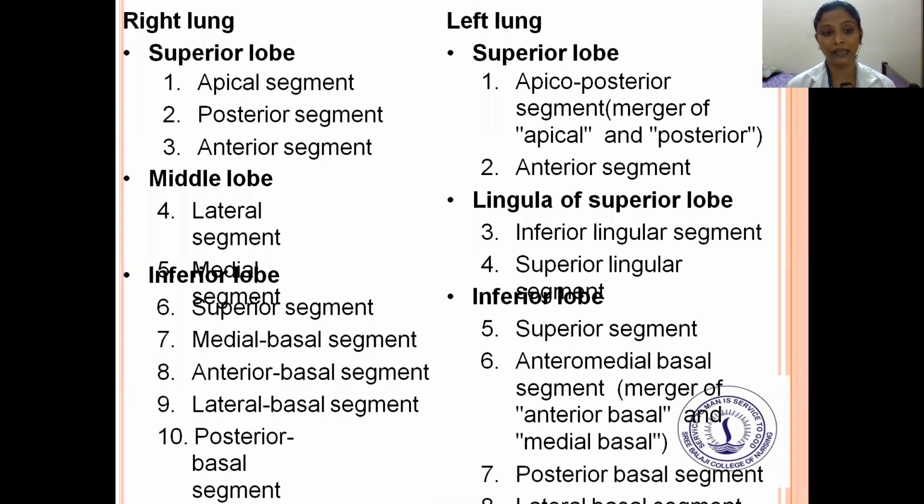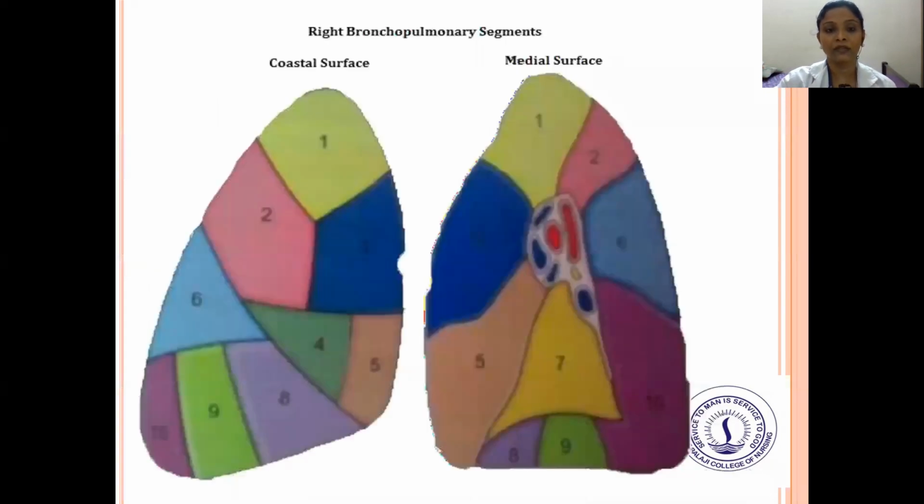On the left lung, it has the apico-posterior segment, anterior segment, lingular or superior lobe, inferior lingular segment, superior segment, inferior segment, anteromedial basal segment, posterior basal segment, and lateral basal segments. So here is the right bronchopulmonary segment, the costal surface and the medial surface. What we have seen in the previous slide is the explanation of this slide.